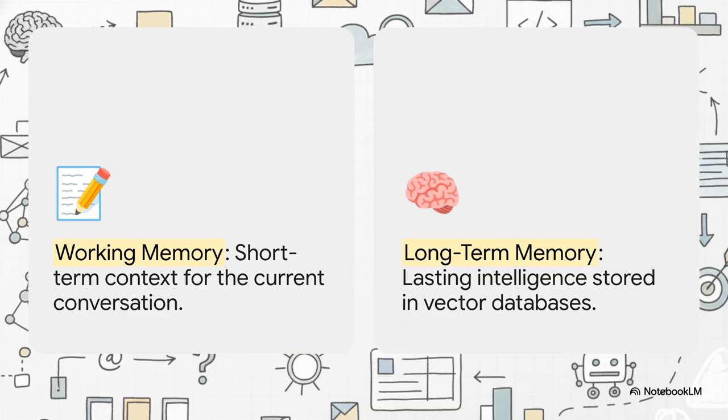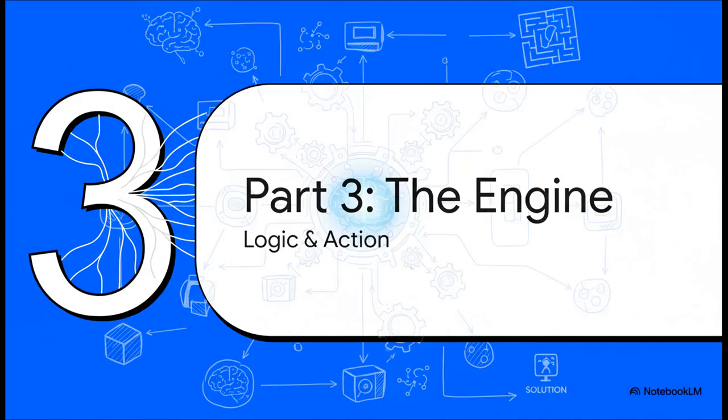But then you have long-term memory. This is the deep knowledge, the lasting intelligence. It's stored in things like vector databases, which are kind of like a super organized library for an AI. And it allows the agent to build on its knowledge over time, so it's not starting from zero on every single task. So we have all these parts: the brain, the tools, the memory.